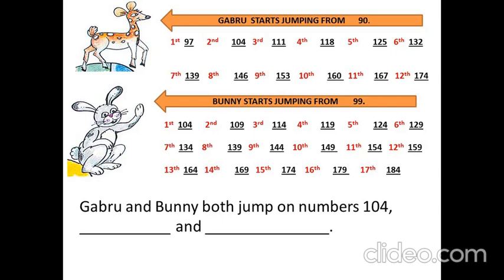So the common squares between them are: Gabru's 7th jump is on 139 and Bunny the rabbit's 8th jump is on 139. So 139, and Gabru's 12th jump is on 174 and Bunny's 15th jump is also on 174. So 139 and 174. Gabru and Bunny both jump on numbers 104, 139 and 174.